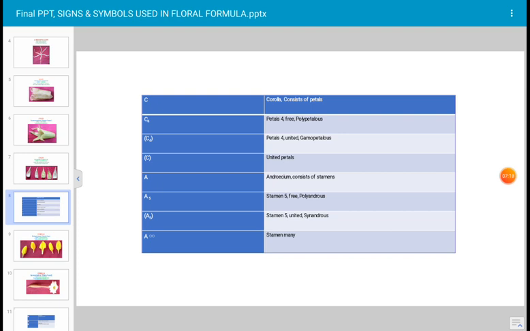In some flowers there are many stamens, and it is difficult to count the number of stamens. Even in China rose we have seen there are many stamens. Many stamens are noted in the form of a symbol: capital A is for androecium, and infinity means many stamens are there.